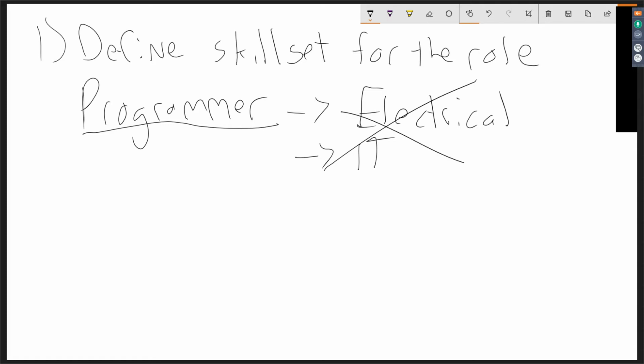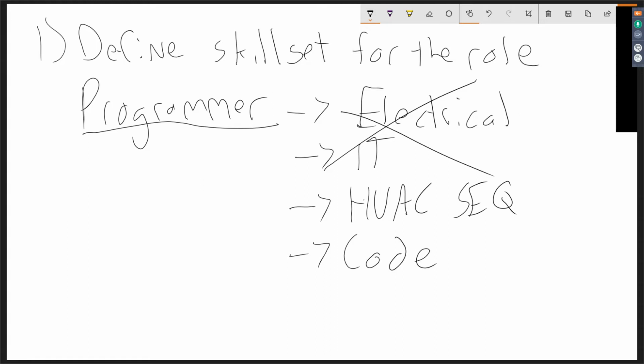So if these aren't true, what does a programmer need to have? Well, they need to understand HVAC sequences, and they need to be able to take those HVAC sequences and turn them into code. At the end of the day, this is really all they need to know. They need to know how to look at a sequence of operations and turn that sequence of operations into code.